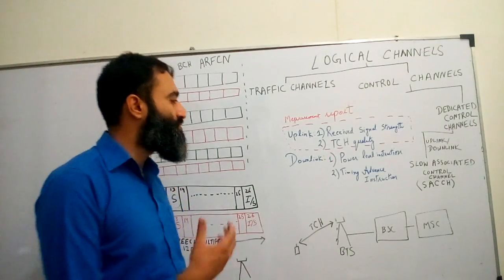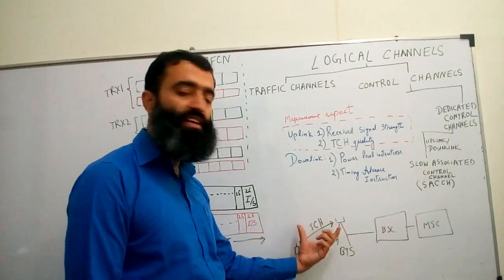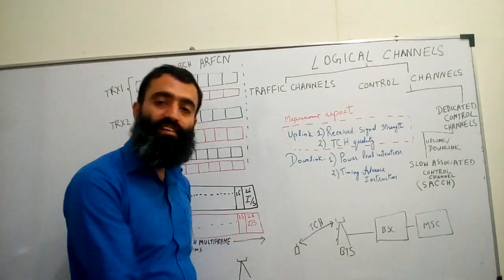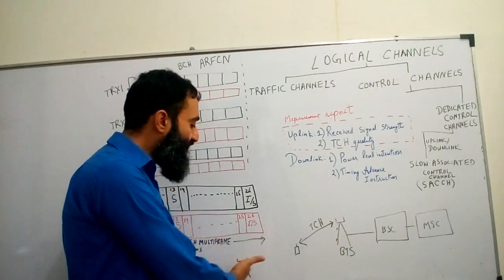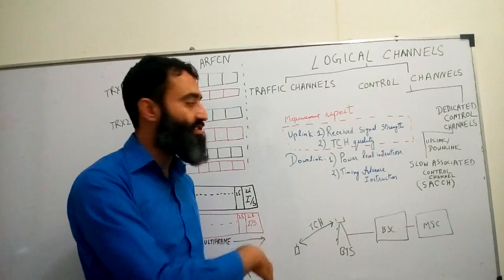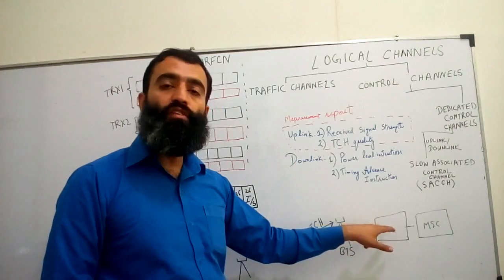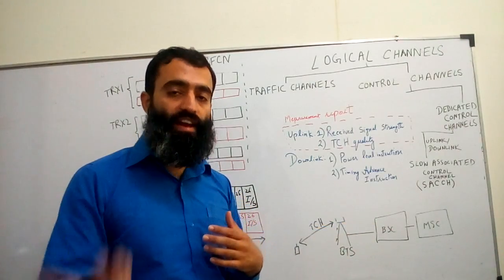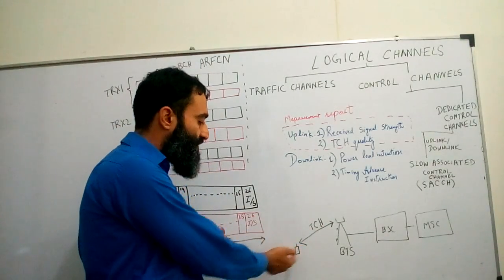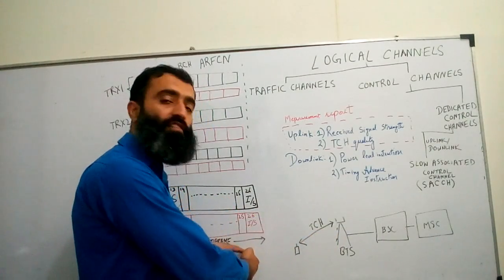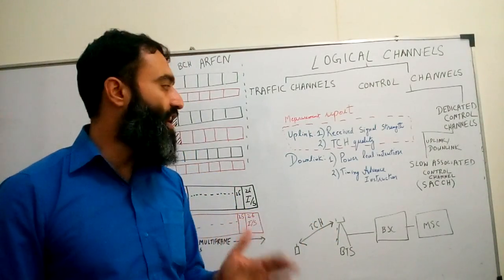In the uplink direction, whenever a mobile is in an active call with the base station, it is measuring the power it is receiving from this base station as well as from the neighboring base stations, and it is transmitting this information to the BTS and then to the BSC, so that the BSC can analyze it: whether this mobile station is moving from this base station to another, whether its power is increasing or decreasing, and whether there is a need for handover or not.